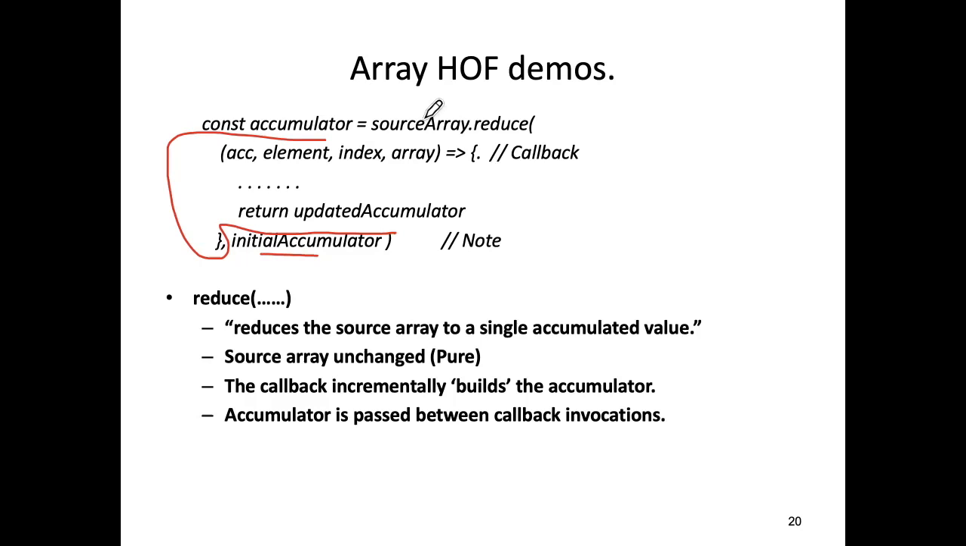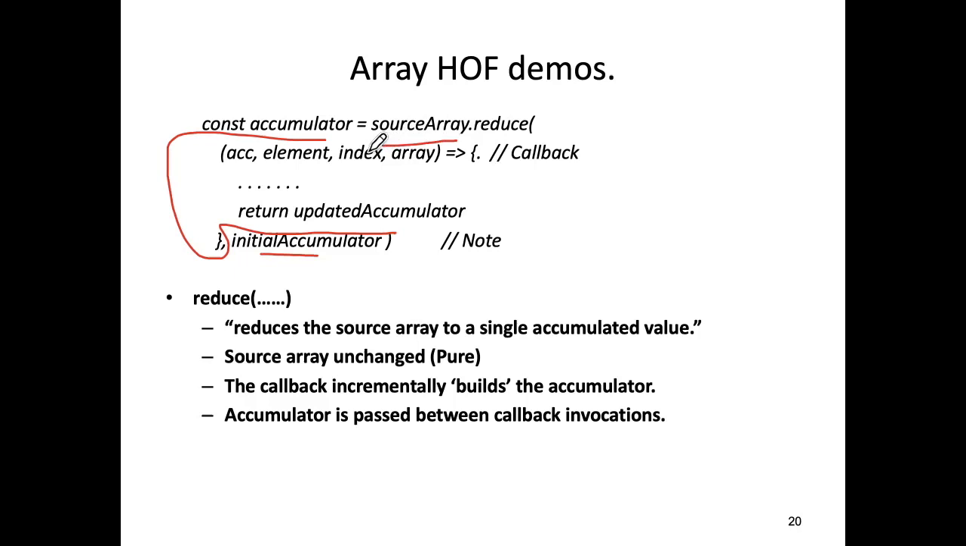Now the accumulator can be anything. It could be a numeric value. It could be an object. It can be anything you want it to be. Whereas map and filter were very specific. Map and filter always returned an array of things. Reduce is quite different. As the name suggests, with reduce, we want to reduce our source array into a single value, which we call the accumulator.